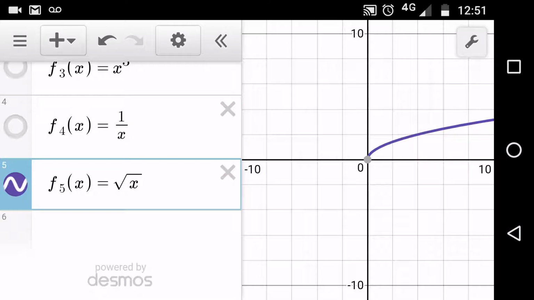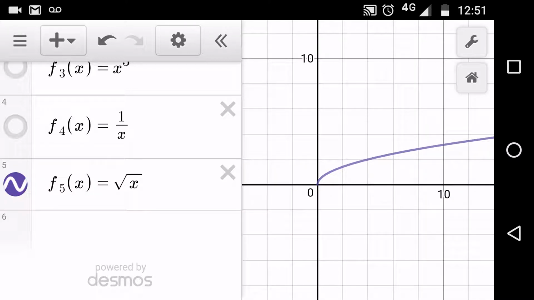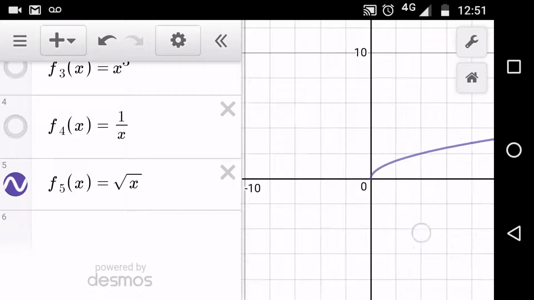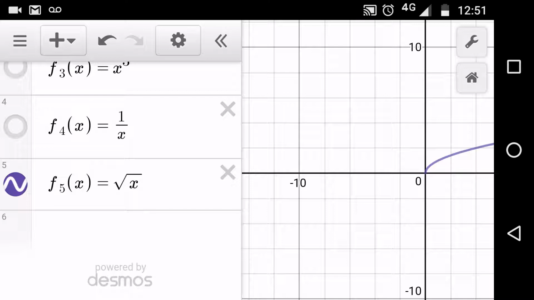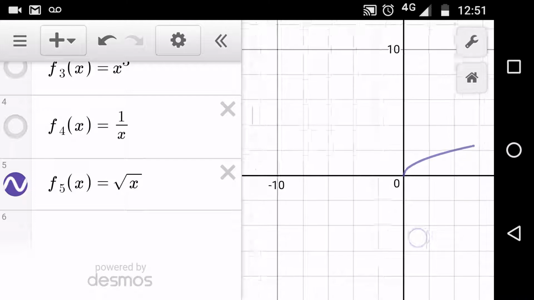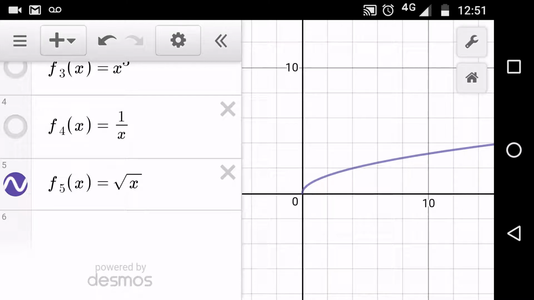And this is what happens. As you may see, Desmos automatically avoids all of the negative x's. You cannot have a value for x that is on the negative side because you cannot take the square root of a negative number. So automatically, Desmos takes only the valid domain of the function from 0 to positive infinity.